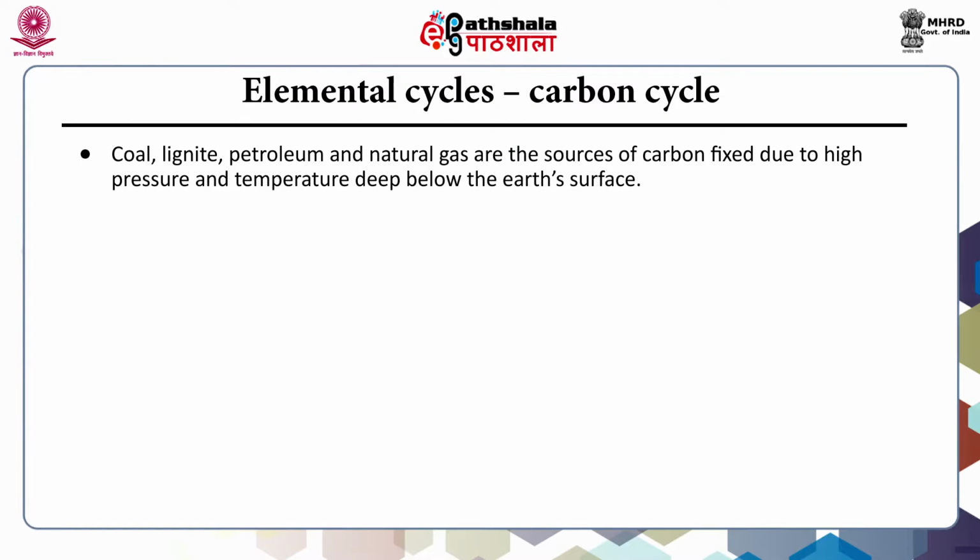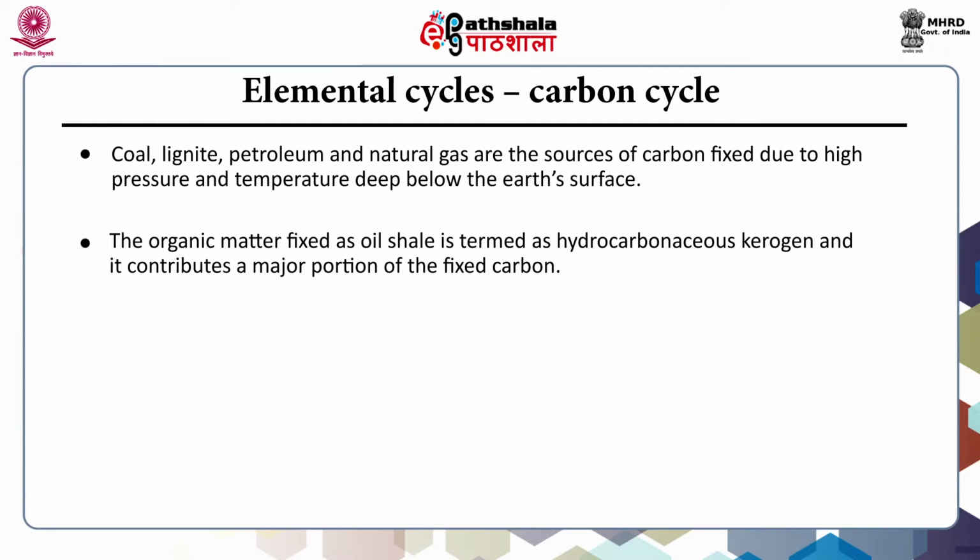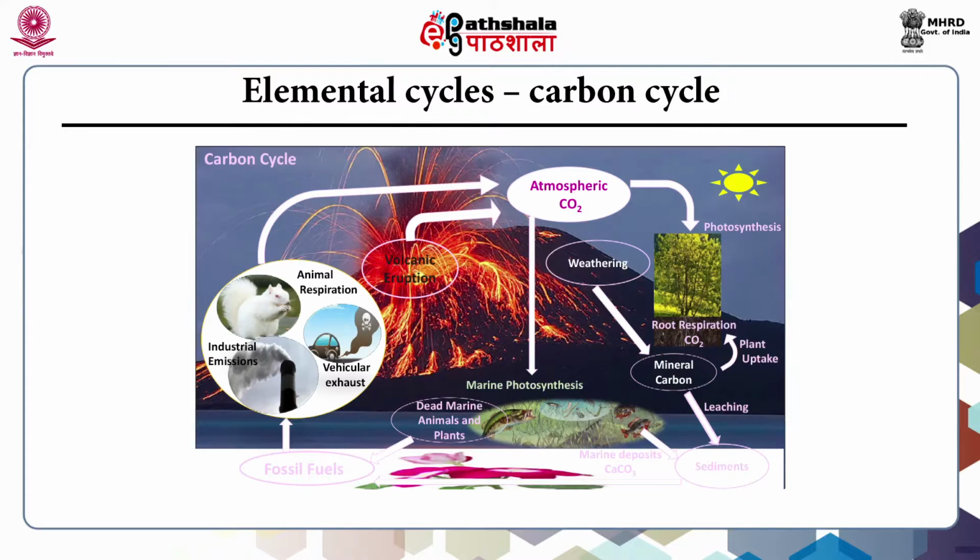Now, coal, lignite, petroleum and natural gas are the sources of carbon fixed due to high pressure and temperature deep below the earth's surface. The organic matter fixed as oil shale is termed hydrocarbonaceous kerogen and it contributes a major portion of the fixed carbon. The figure shows the carbon cycle and it will show how the carbon is cycled between the abiotic and the biotic components, which we will discuss in detail.